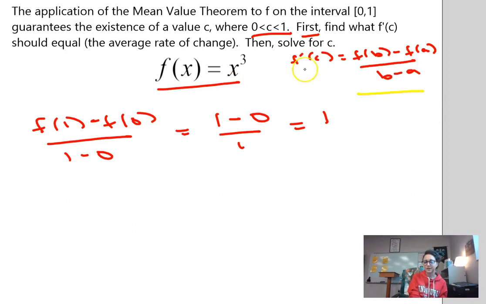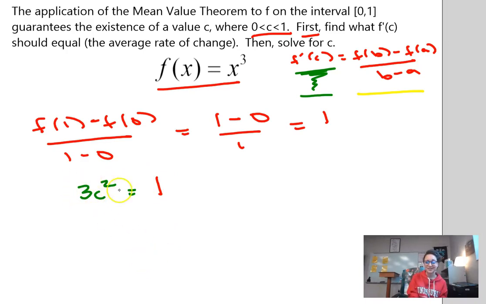So now let's find f prime of c. Well, f prime of x is 3x squared. So f prime of c will be technically 3c squared. A lot of people just keep it as an x. As long as you know that that's what you're solving for, I'm fine with that. So I'm going to take the derivative, f prime of c, and now set it equal to the average rate of change, which we got to be 1.